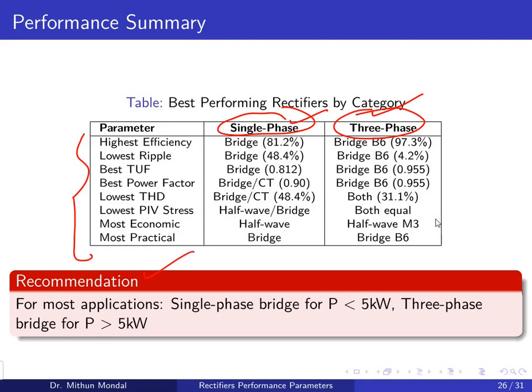So the recommendation that we have is for most applications, single phase bridge will have power less than 5 kilowatt and three phase will have greater than 5 kilowatt. So if our load requirement is more than 5 kilowatt, we need to go with the three phase bridge configuration.